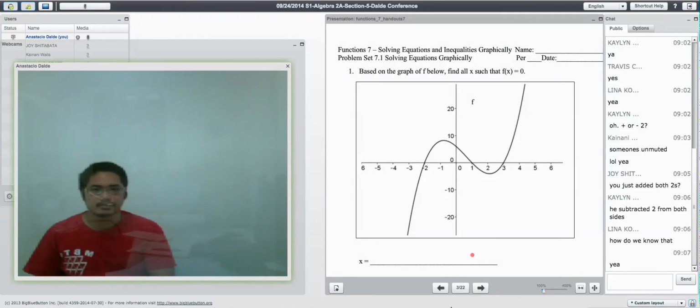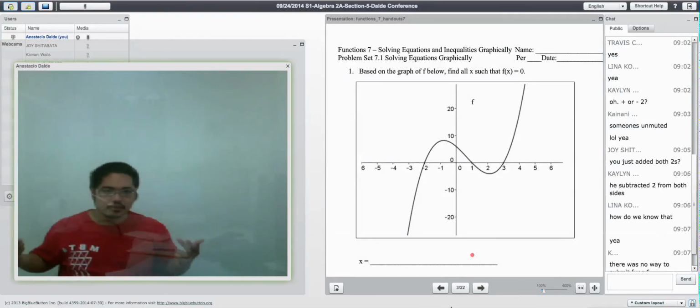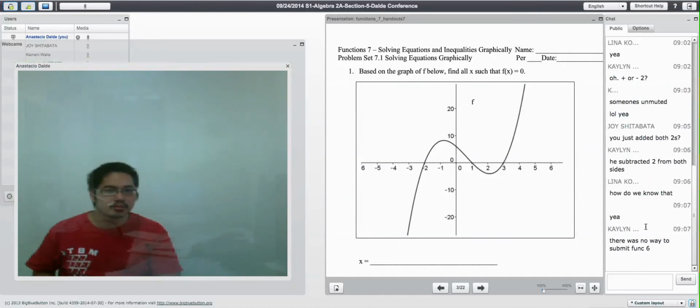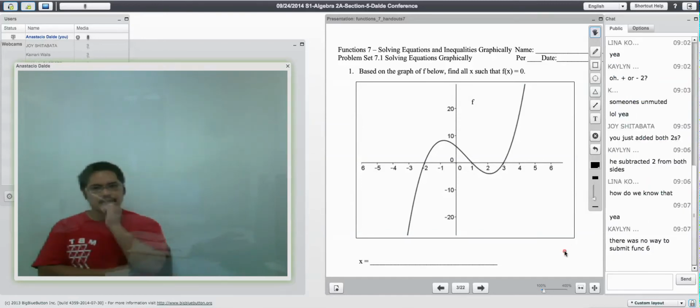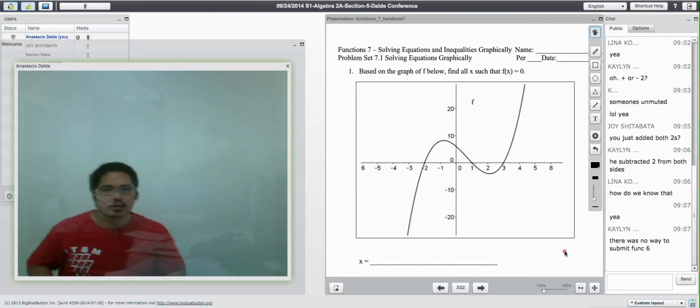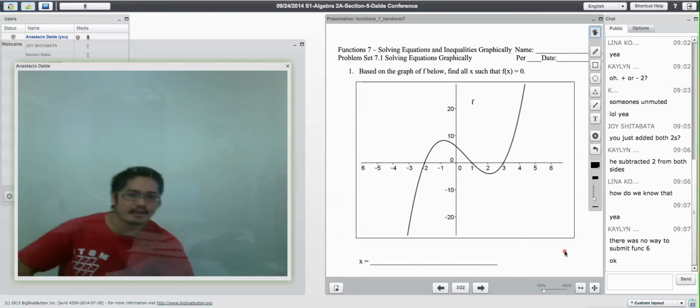Let's do this one. Based on the graph below, all right, there is no way to submit function 6. I thought I fixed function 6. I might have fixed it just yesterday. But check it out again, the drop boxes, it should work. All right, based on the graph below, find x such that f of x equals 0.